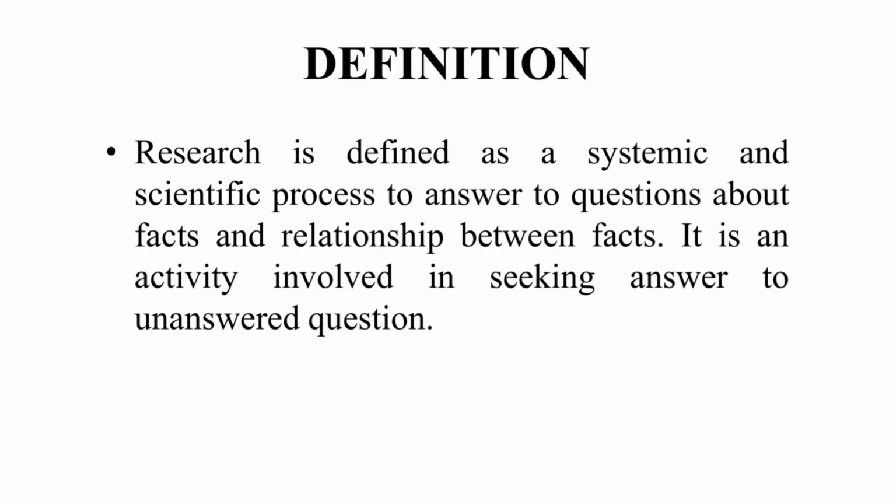So what is research? It is defined as systematic. What is the meaning of systematic? Systematic means step by step, and it is a scientific process. Process means continuous. It is a scientific process to answer questions about facts, the information or the data or the problems, and its relationship between facts. So it is an activity involved in seeking answers to the unanswered questions. There are many unanswered questions. If you want to find out the answers for those unanswered questions, definitely you have to do the research and find answers for those questions.